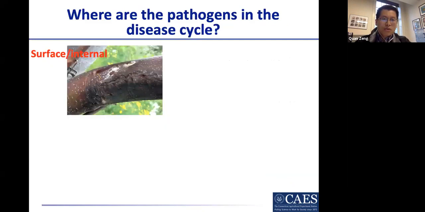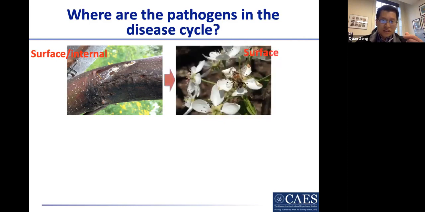So where are the pathogens in the cycle of disease? During the dormant season, the pathogen cells are mostly within the canker tissue, thus can be removed by pruning. During the early spring, pathogen cells start to emerge onto the plant surface and can be targeted by antimicrobial sprays such as copper or Oxidate. During bloom, the pathogens grow epiphytically on the flower surface, thus can be targeted by antibiotics, biological controls, or other products through spray.